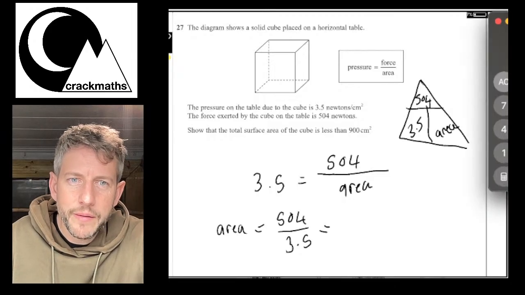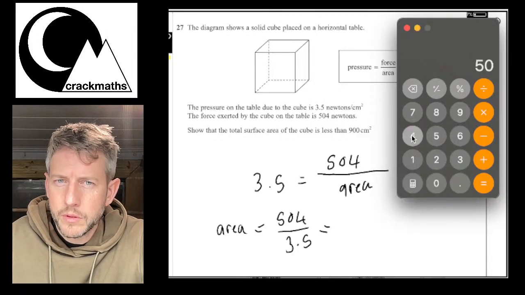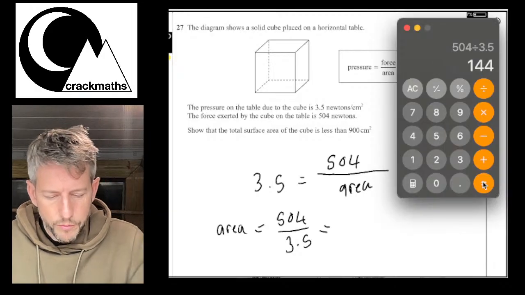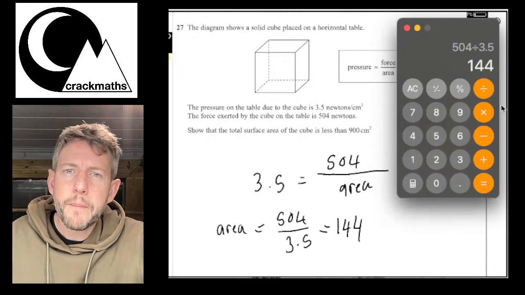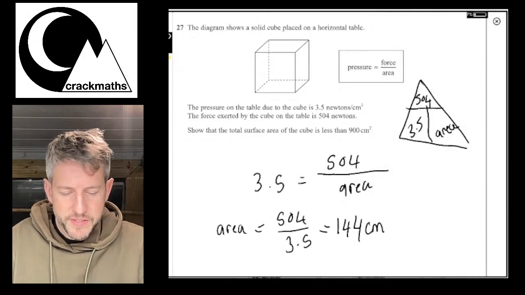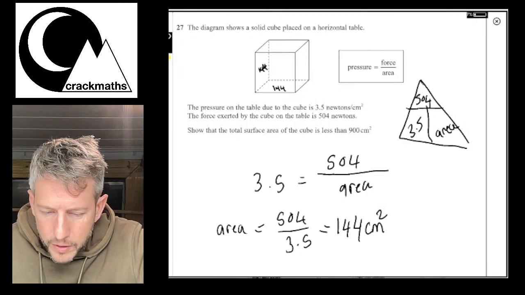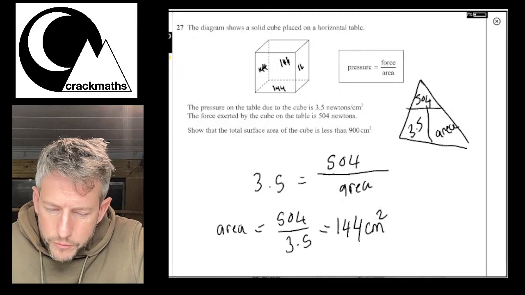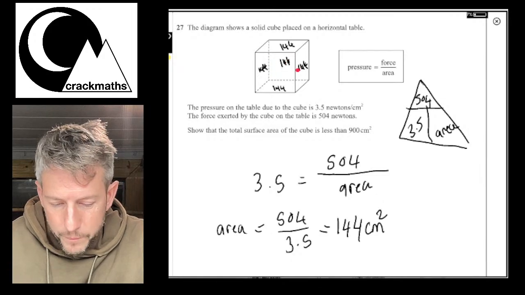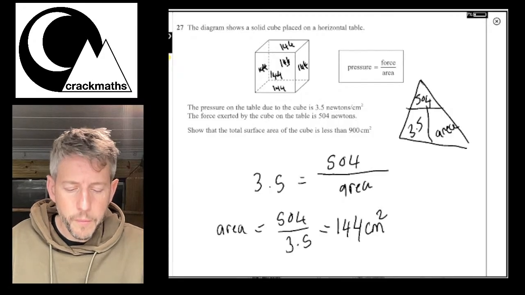Okay, I'm going to do that with my calculator. 504 divided by 3.5 equals 144. So that means that this is the area of each face of this cube. So this one is 144, this one is 144, this one's 144, this one's 144, this one's 144. I've missed one because it's confusing, the front one's 144. Anyway, there are 6 faces of the cube and all of them are 144.